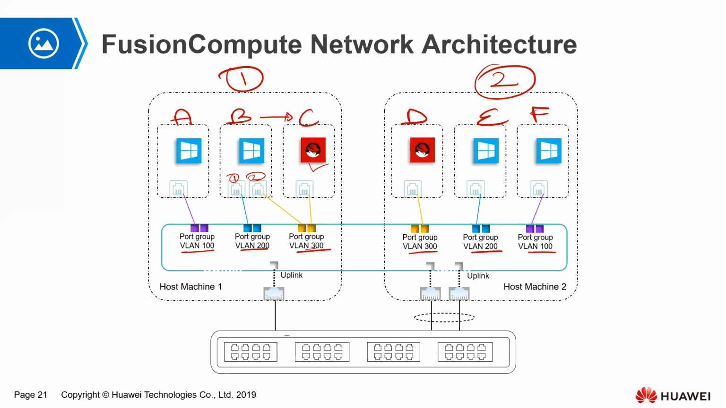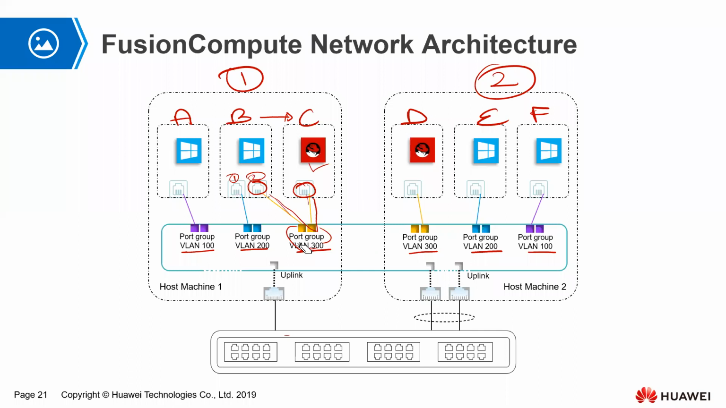Why? Because they are sharing the same VLAN. Yes, they can communicate because they are in the same VLAN. Very good. Because this machine's network interface card is within the same VLAN, they can definitely communicate and send packets with each other. They don't even have to go through the physical device here.